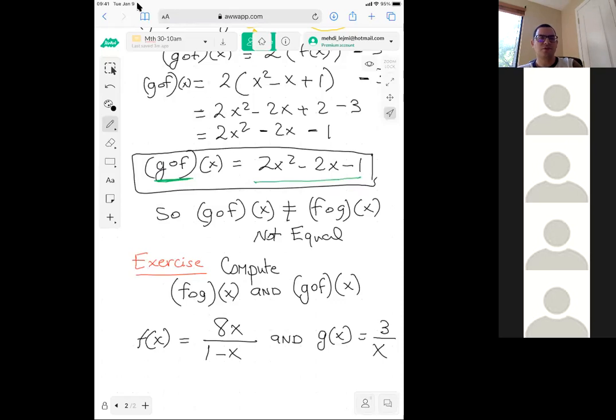Don't forget, guys, you need to simplify your answer. So if you have subtraction or multiplication or whatever, you have to distribute or you have to divide, and so you have to simplify your equation.